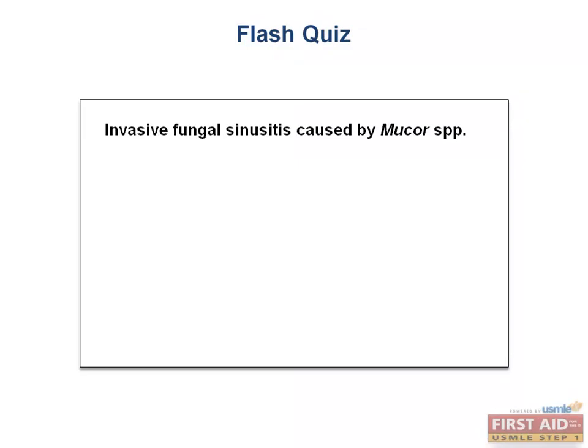So, you're going to need to do an aggressive surgical debridement, better call your ENT specialist in the hospital. And there is one antifungal that you're going to want to put this patient on. And what is it? Amphotericin B. Excellent job.